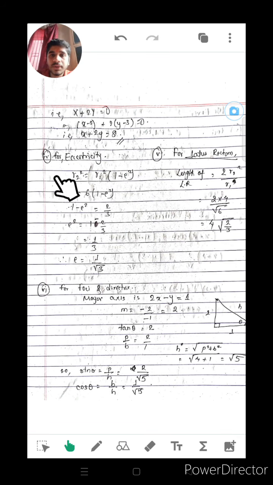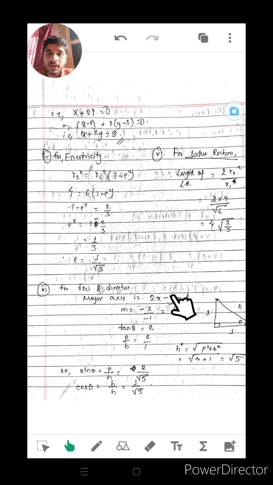another equation of the axis. For eccentricity, we use r1 and r2 as we found previously. Putting these values in this formula, we get the eccentricity as 1 by root 3. And for the length of the latus rectum, we use this formula, and by putting the r1 and r2 values in it, we get 4 root 2 by 3.